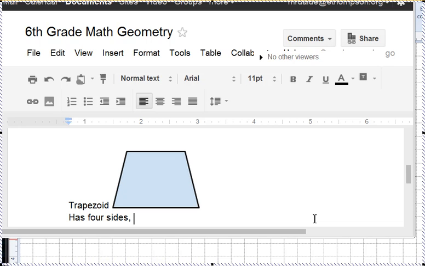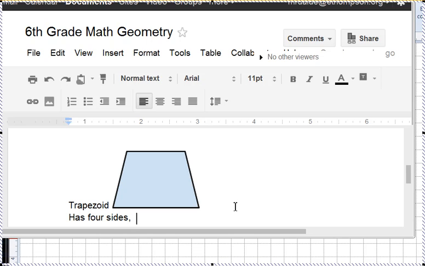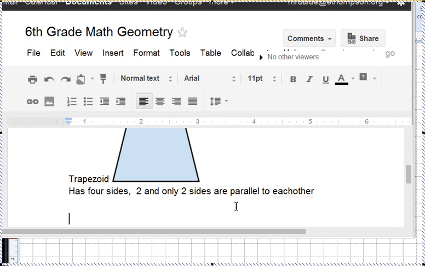But I think Alex was onto something. Alex, say it again, whatever you said. All right, the two sides are parallel to each other. That I like. Two and only two sides are parallel to each other. All right, so that is a trapezoid.